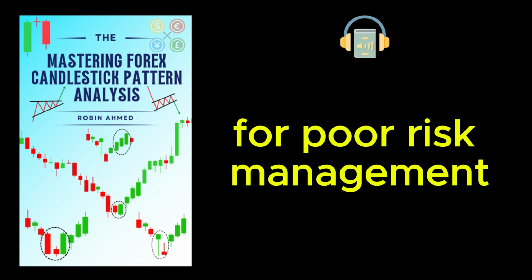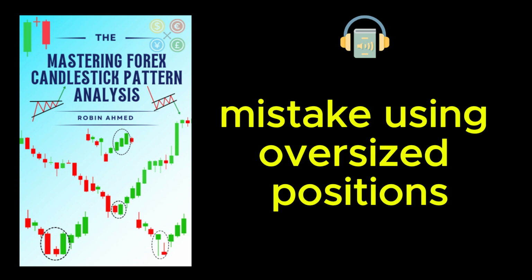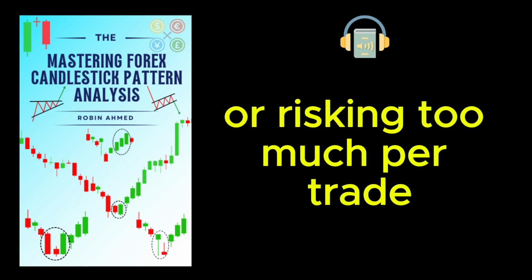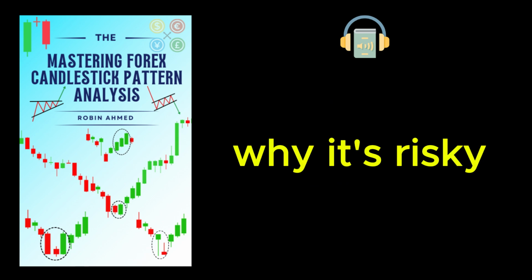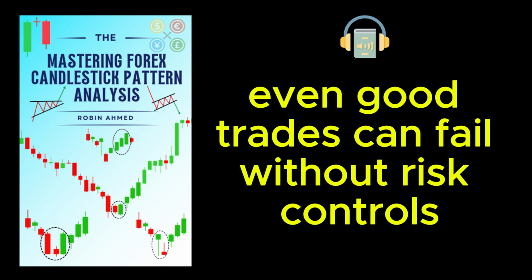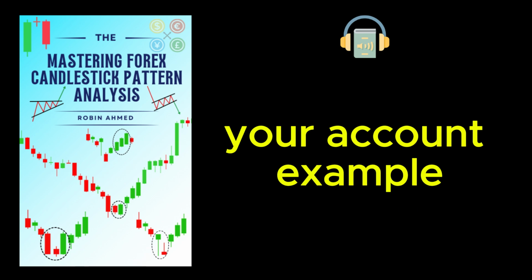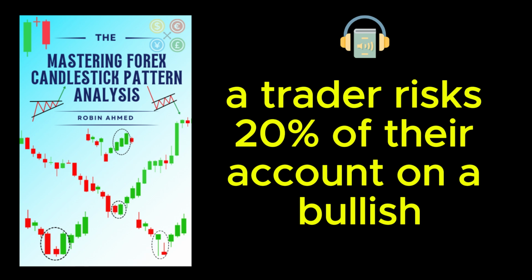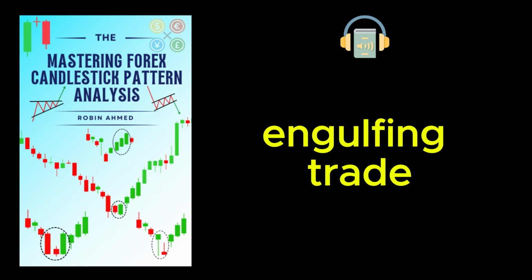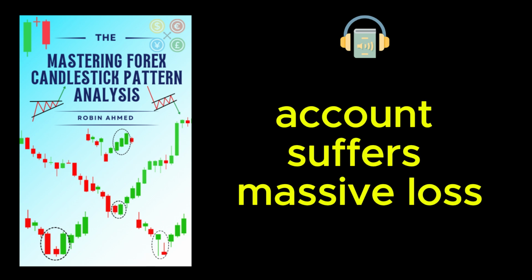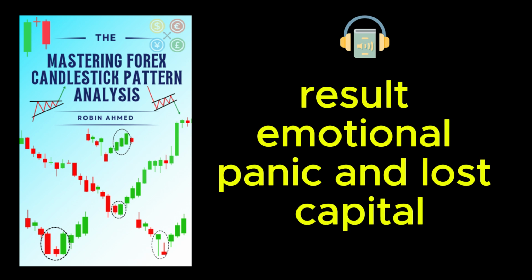4. Poor risk management. Mistake, using oversized positions, skipping stop-loss placement, or risking too much per trade. Why it's risky. Even good trades can fail. Without risk controls, one bad trade can wipe out your gains or worse, your account. Example: a trader risks 20% of their account on a bullish engulfing trade. Trade fails due to a false breakout. Account suffers massive loss. Result: emotional panic and lost capital.